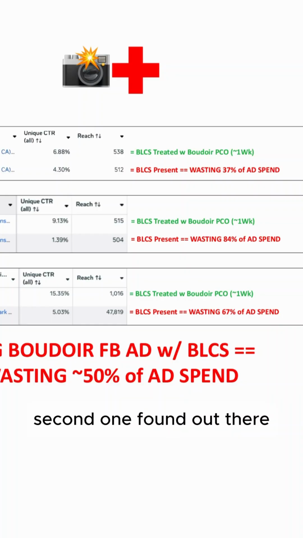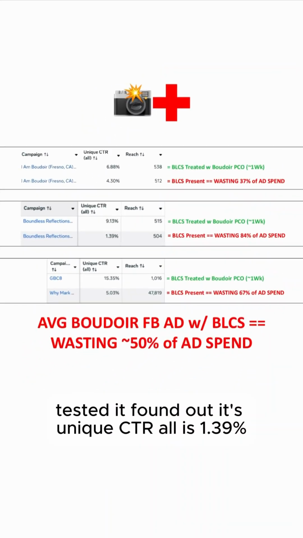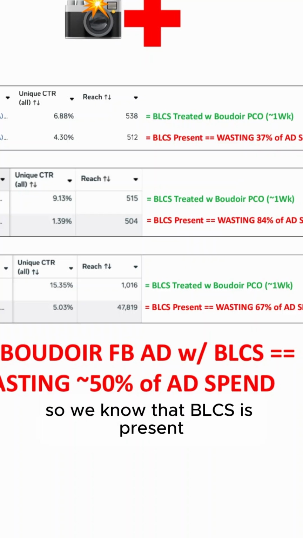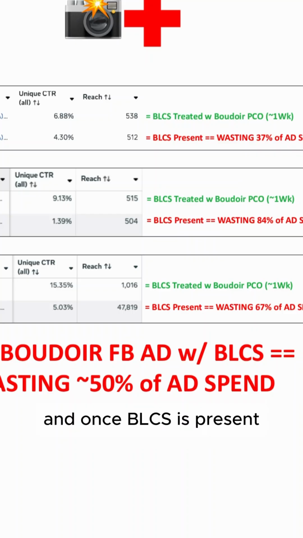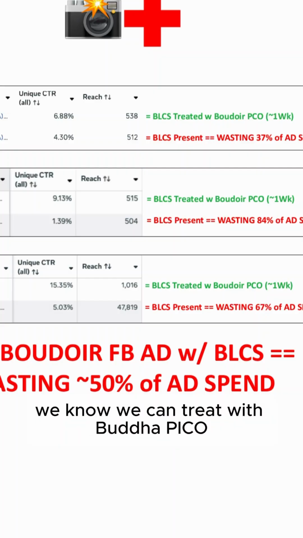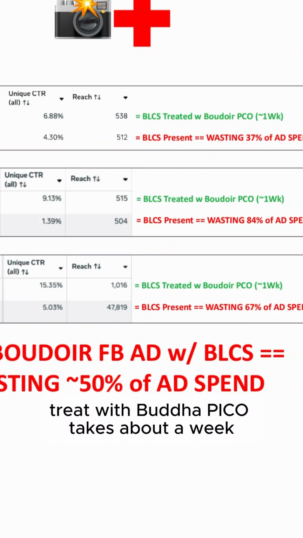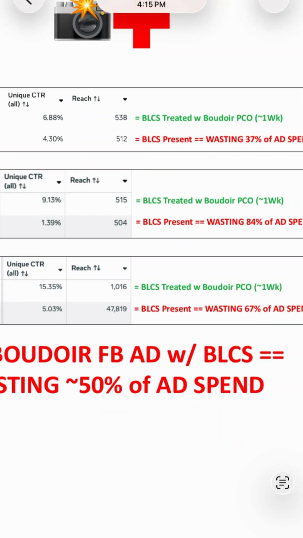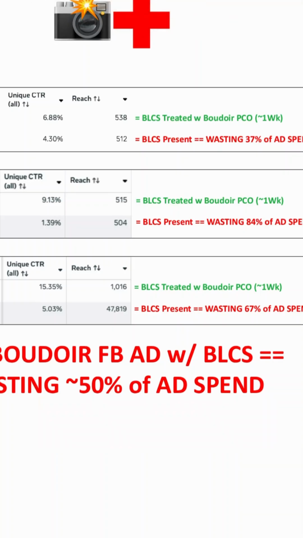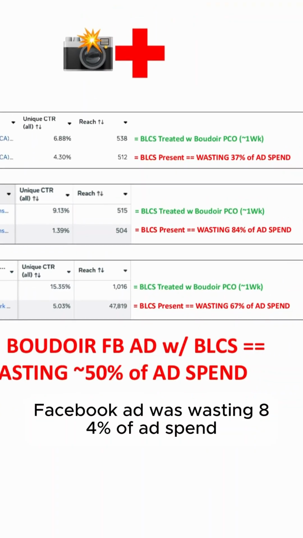Okay, second one found out there, tested it, found its unique CTR is 1.39%. So we know that BLCS is present. Unique CTR under 6%, Boudoir low click syndrome, we know we can treat it with Boudoir PCO. So we did that, treated with Boudoir PCO, takes about a week. We got its unique CTR up to 9.13%. So we found the original Boudoir Facebook ad was wasting 84% of ad spend.